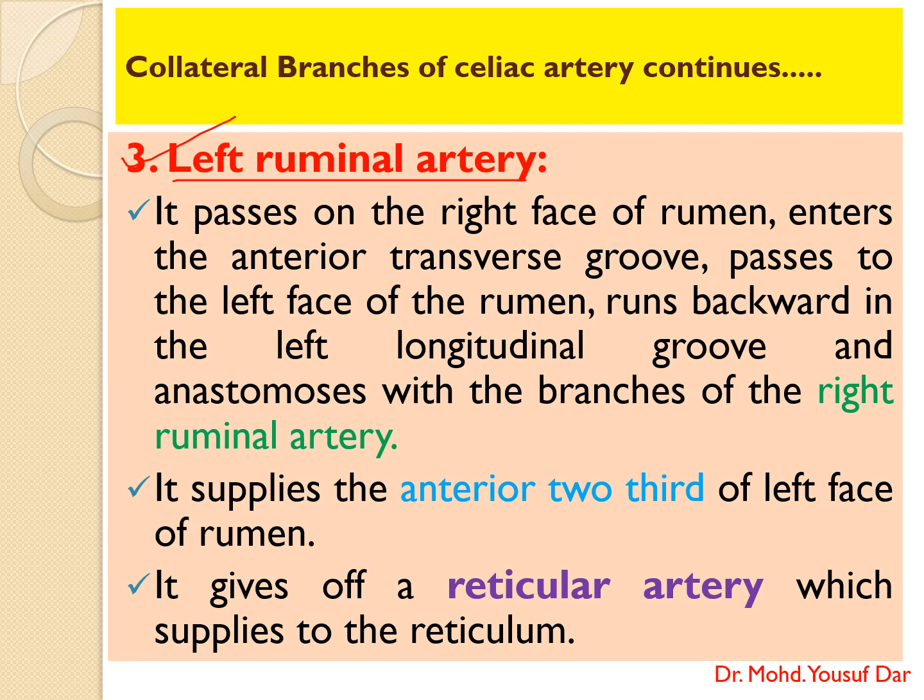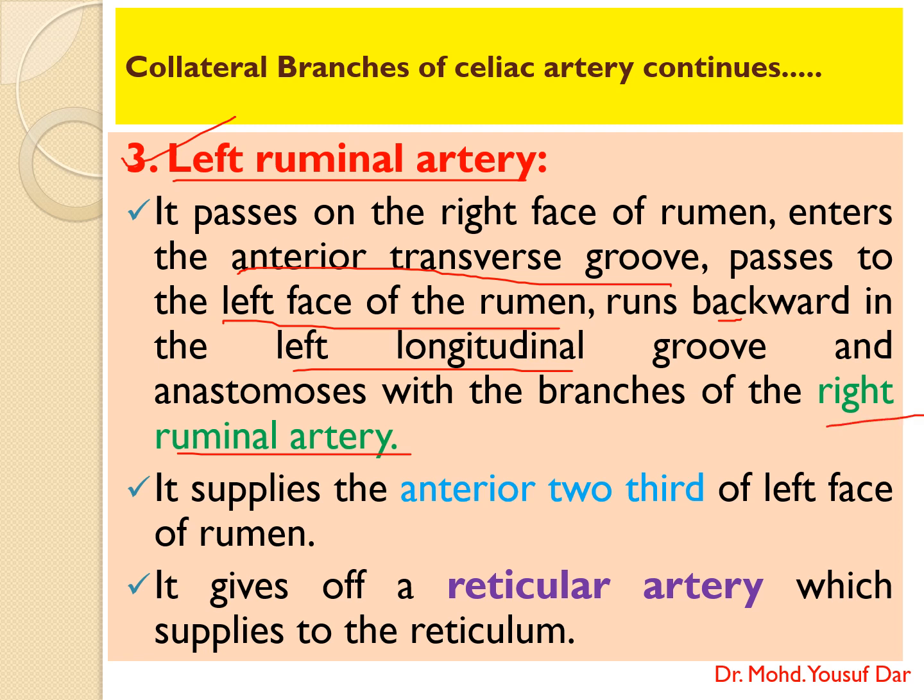The left ruminal artery is again a collateral branch of the celiac artery. The left ruminal artery also passes on the right side of the rumen. It goes downwards and forwards, then crosses the anterior transverse groove. After crossing the anterior transverse groove, it turns towards the left side of the rumen. On reaching the left face, it then runs backwards through the left longitudinal groove, and finally it anastomoses with the right ruminal artery.